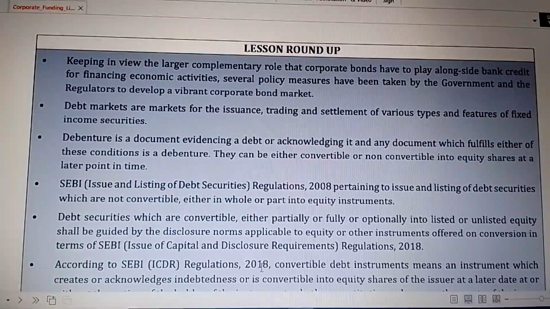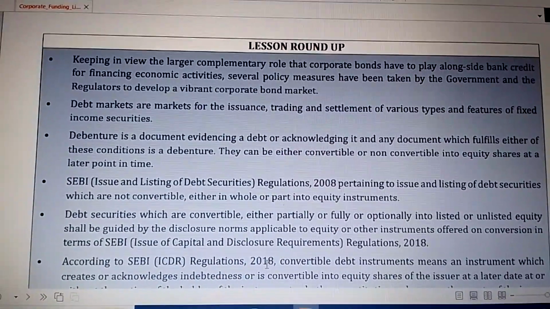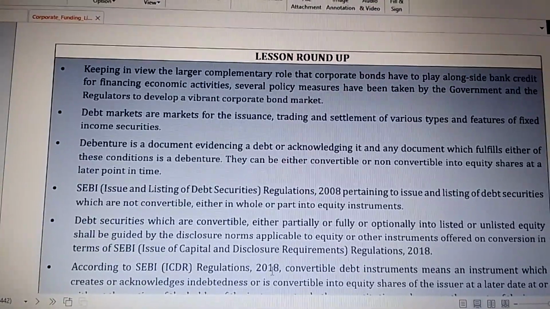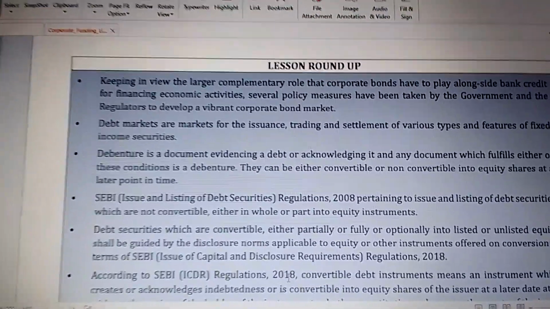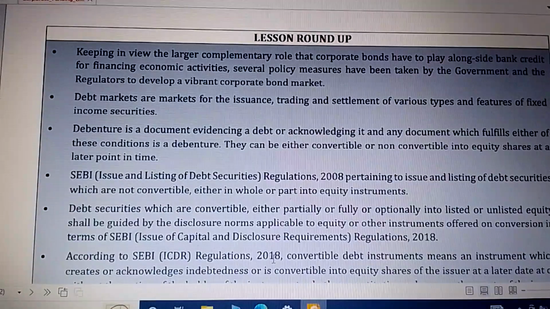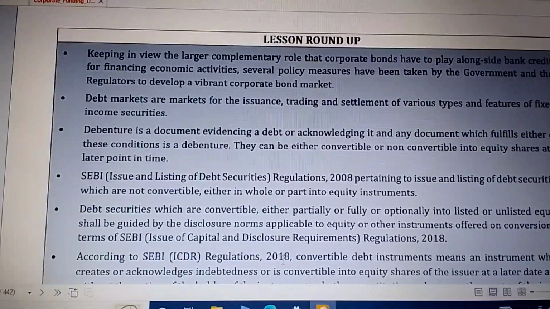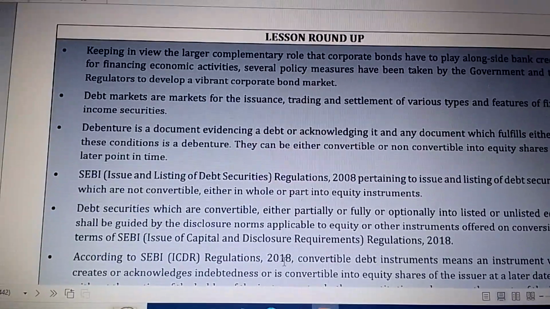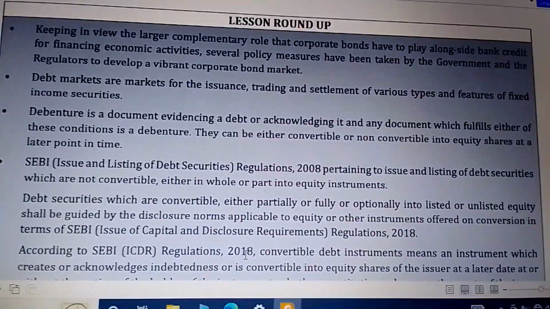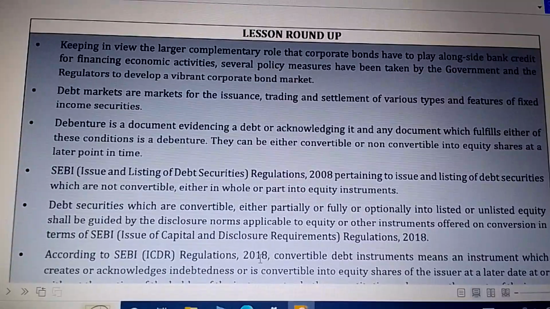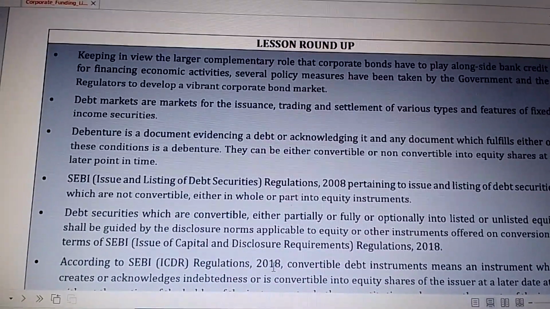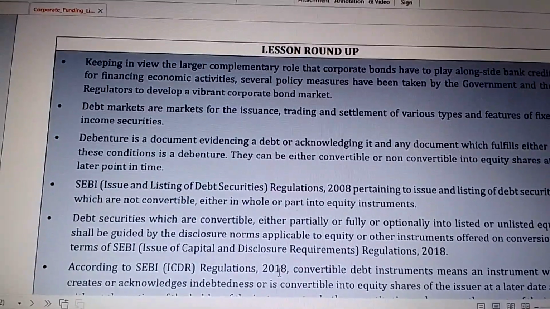A debenture is a document evidencing a debt or acknowledging it, or any document which fulfills either of these conditions. They can be either convertible or non-convertible into equity shares at a later point in time. The SEBI Issue and Listing of Debt Securities Regulations 2008 pertain to the issue and listing of debt securities which are not convertible, either in whole or in part, into equity instruments. Debt securities which are convertible either partly or fully or optionally into listed or non-listed shares shall be guided by the disclosure norms applicable to the equity or other instruments offered on conversion, in terms of the SEBI Issue of Capital and Disclosure Requirements Regulations 2018.